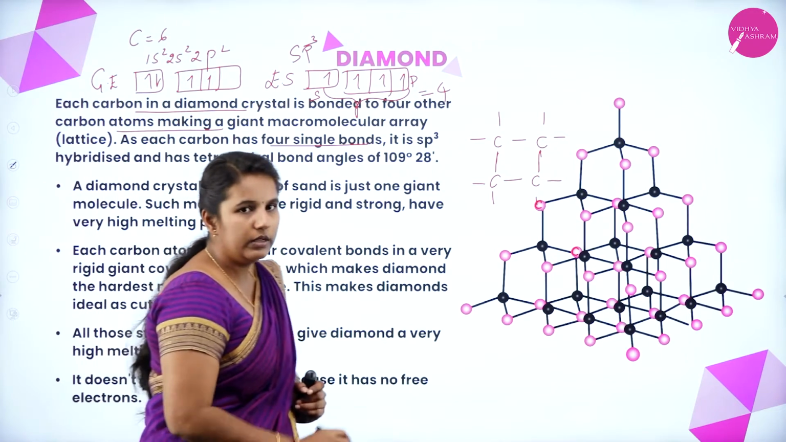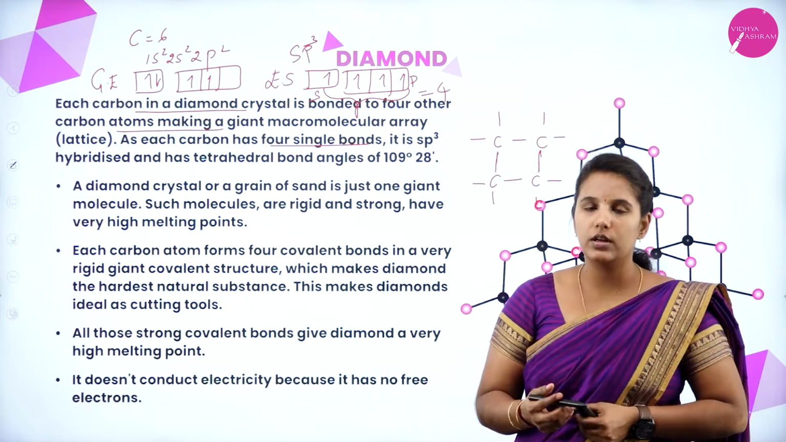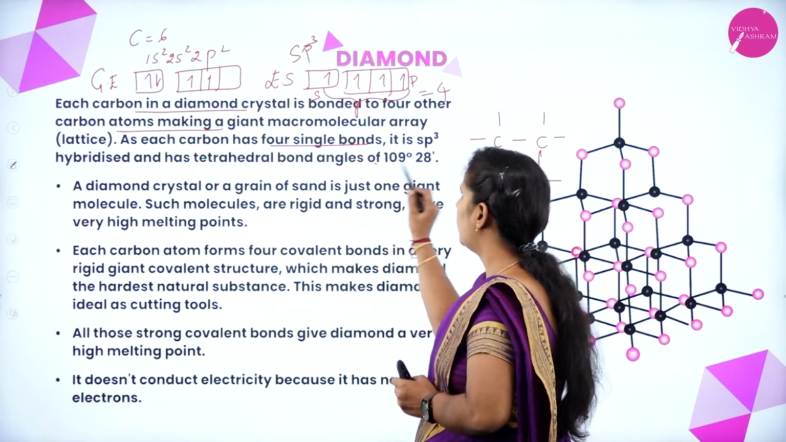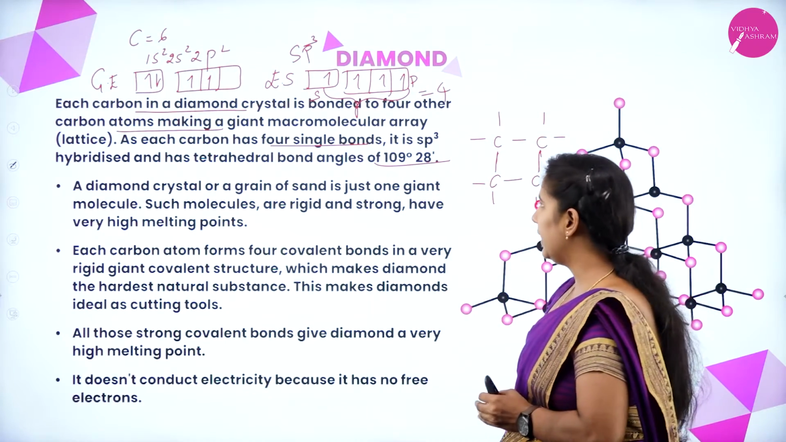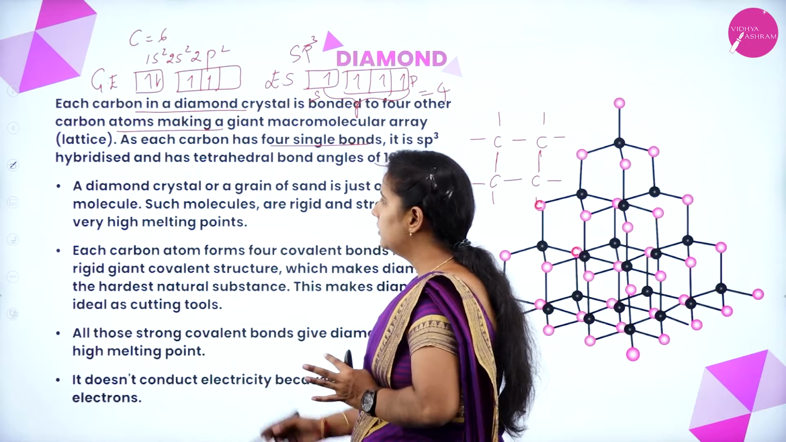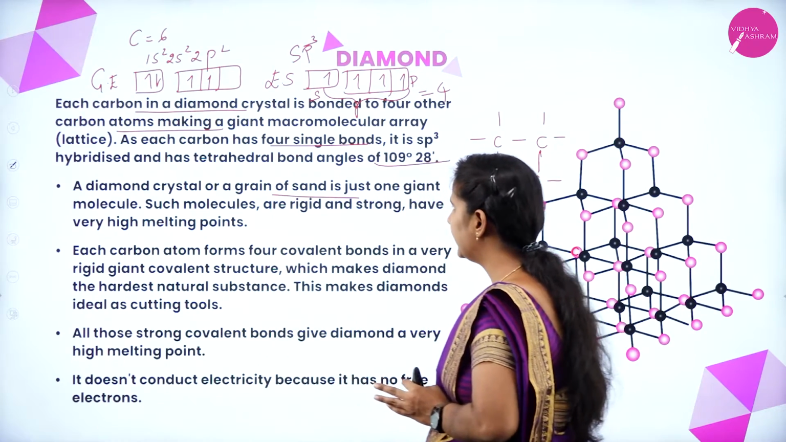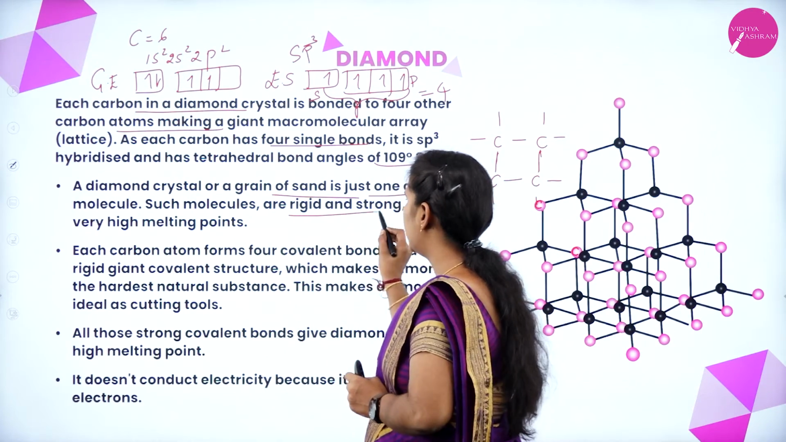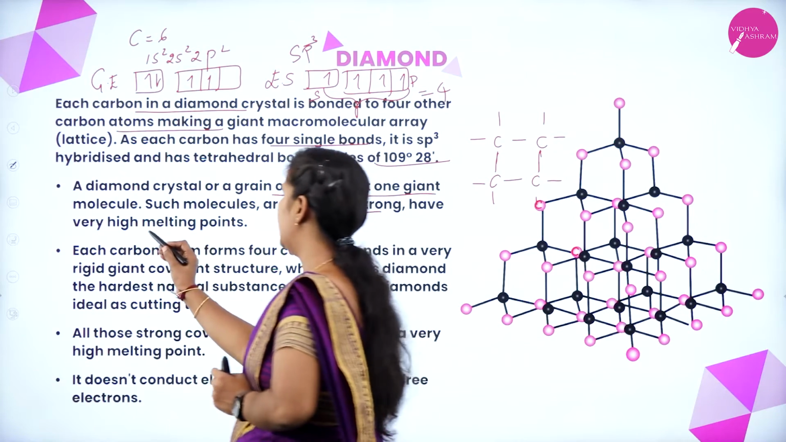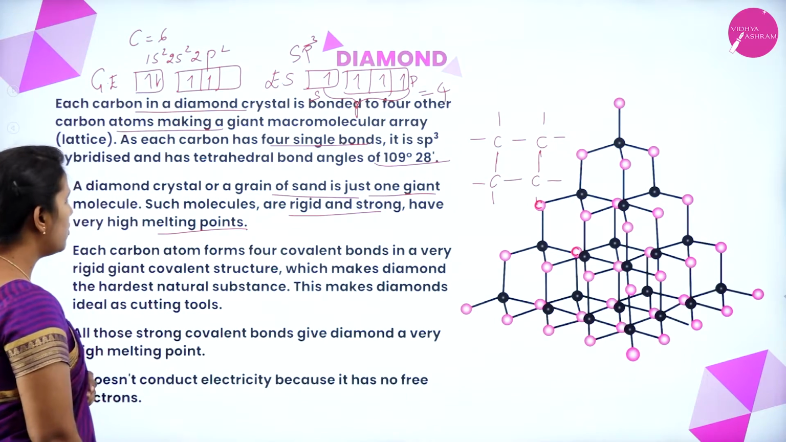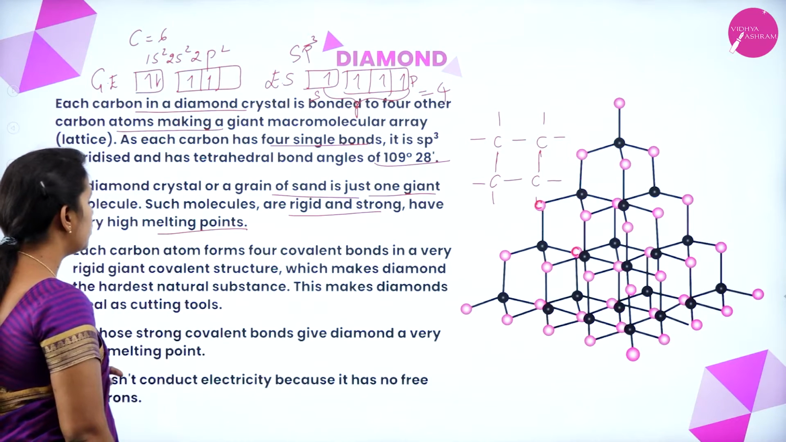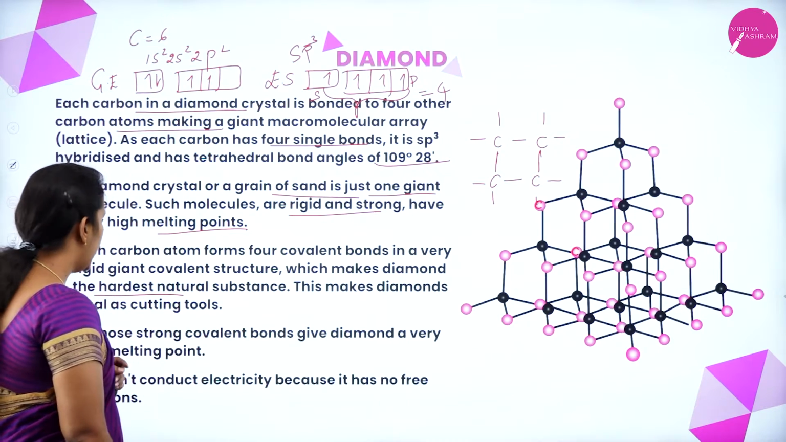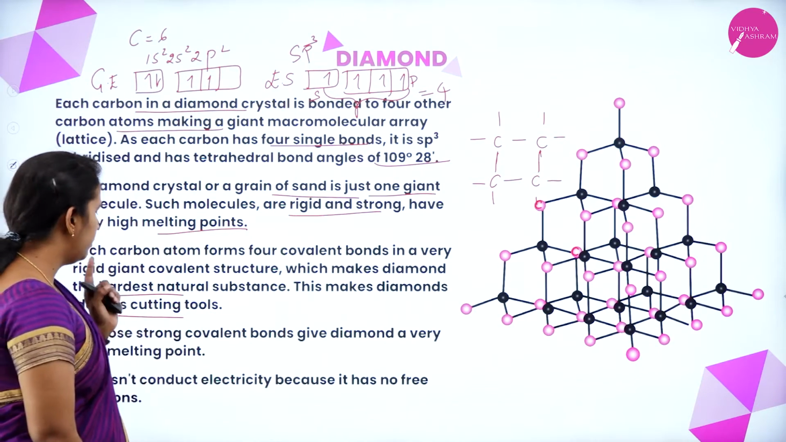Each carbon atom is also bonded with the other carbon atoms. Thereby, it shares all the 4 electrons and forms a tetrahedral structure with a bond angle of 109.28 degrees. A diamond crystal, like a grain of sand, is just one giant molecule. Such molecules are rigid, strong and have a high melting point. Each carbon atom forms 4 covalent bonds in a very rigid giant covalent structure, which makes diamond the hardest of the natural substances, and it is also an ideal tool for cutting.